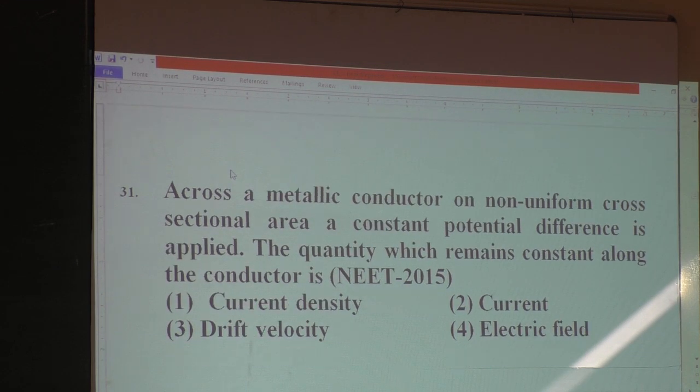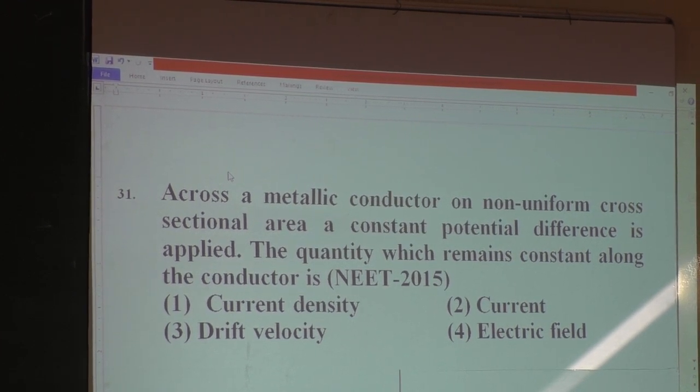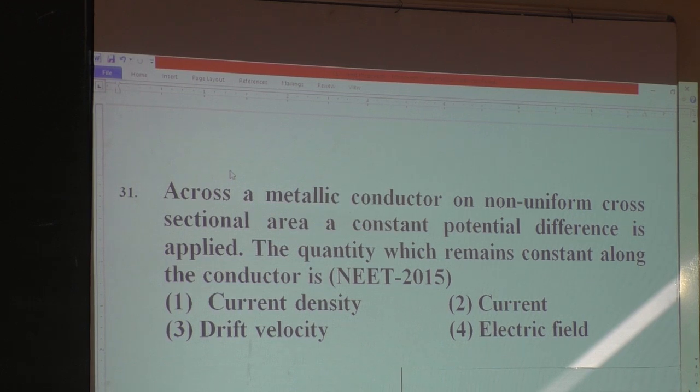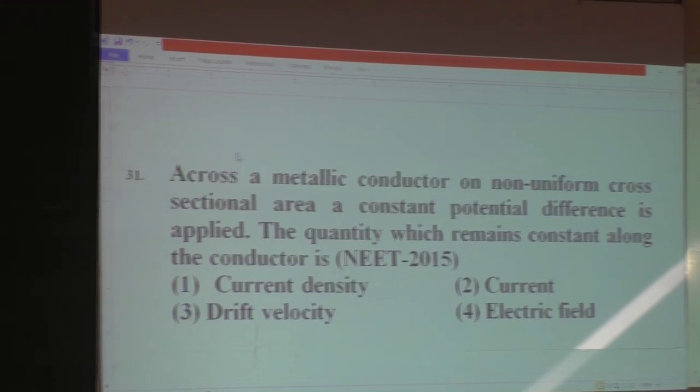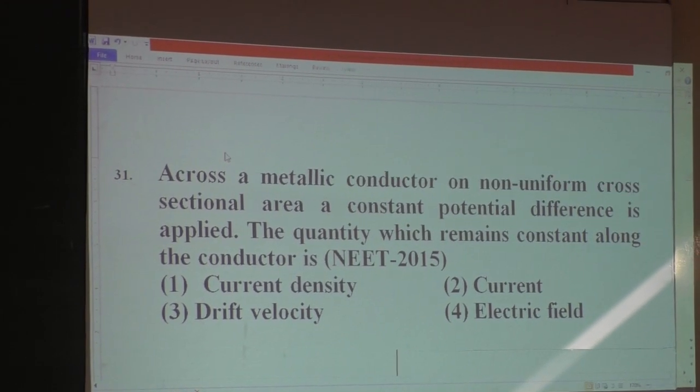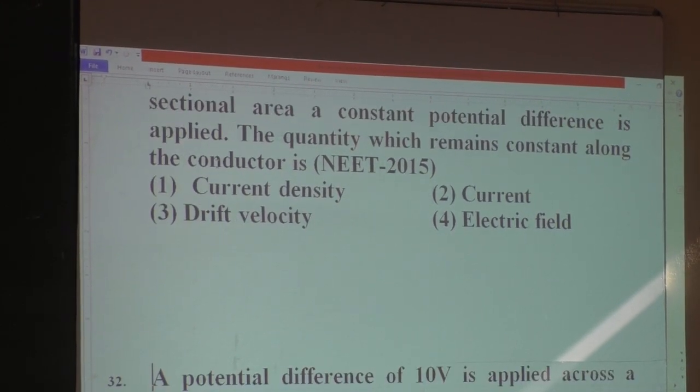Okay. This is the same problem, similar type of problem. Across a metallic conductor of non-uniform cross-sectional area, a constant potential difference is applied. Okay, I will connect a DC battery across a conductor of non-uniform cross-sectional area. Same diagram, previous one. The quantity which remains constant along the conductor is, definitely, current. It is none other than current. Current remains constant, so it is always constant throughout the material. Okay, option number 2.